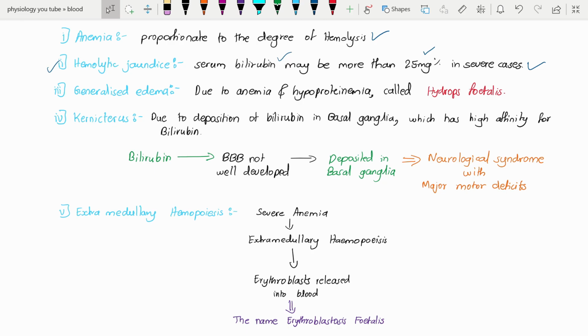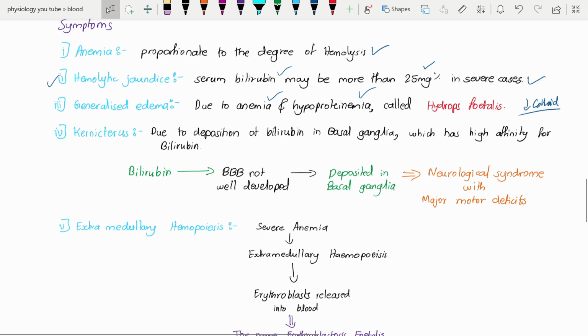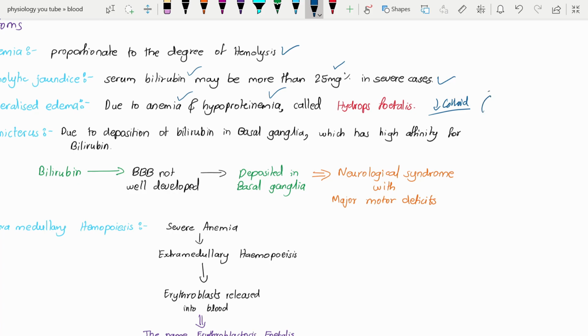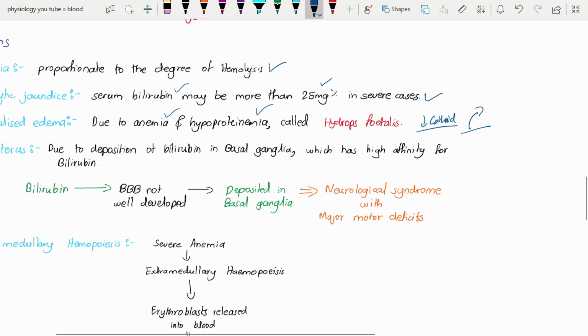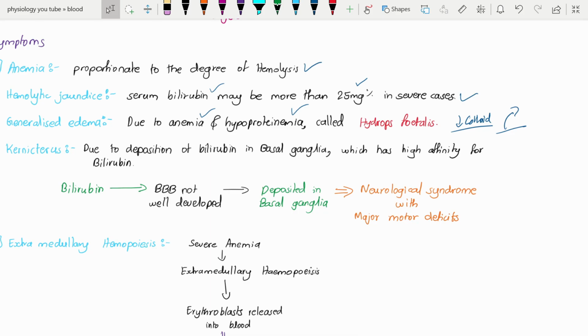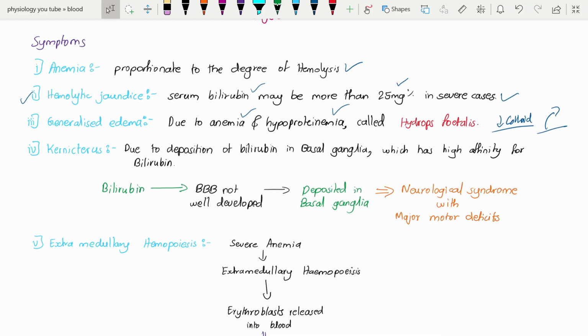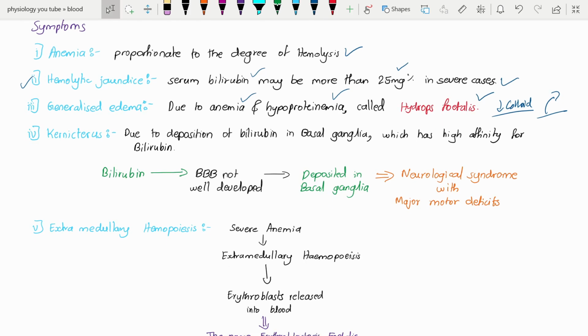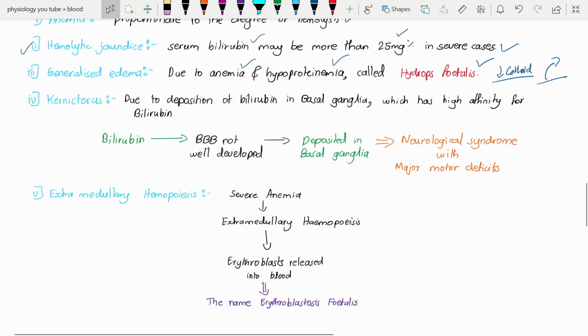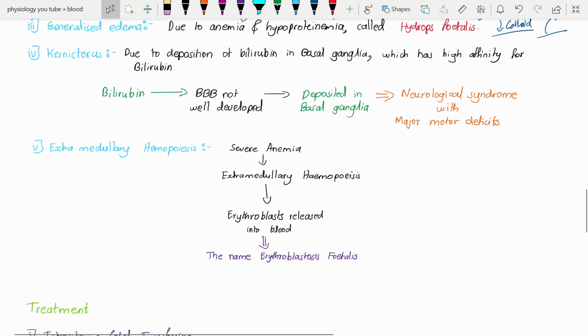Generalized edema in erythroblastosis fetalis is due to the anemia and the hypoproteinemia. As you know, when there is a reduced amount of protein in the blood or plasma, the colloidal oncotic pressure is reduced. With the reduced colloidal oncotic pressure, the plasma moves out from the blood compartment, causing the edema. This condition is called hydrops fetalis. My final examiner asked this question. I couldn't answer that, hydrops fetalis. So you can answer now.